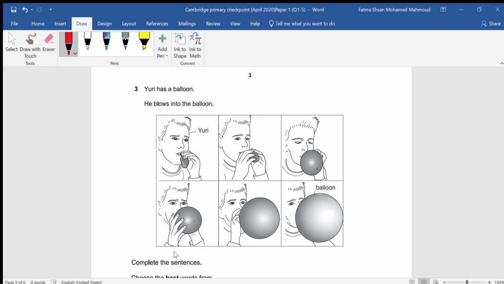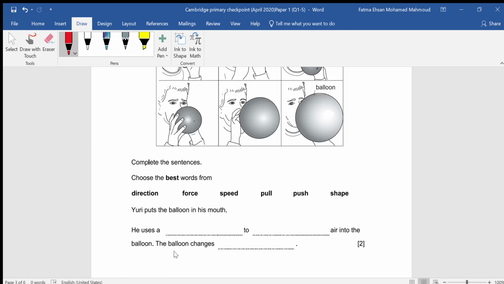The third question says, Yuri has a balloon. He blows into the balloon. Yuri holds the balloon, he blows the balloon. Okay, time. Choose the best words from direction, force, speed, pull, push, and shape.